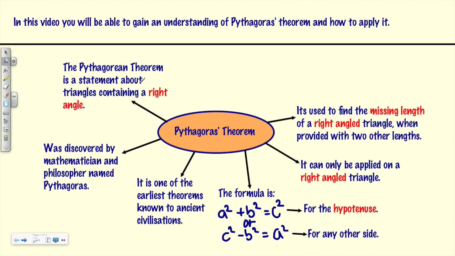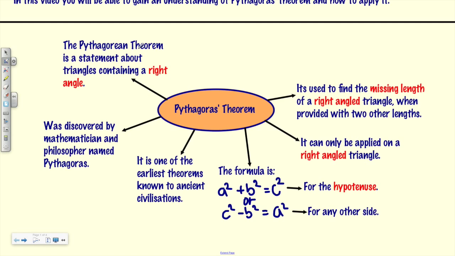So let's start. Down here I have a spider diagram of facts about Pythagoras theorem. So the Pythagorean theorem is a statement about triangles containing a right angle. It was discovered by a mathematician and philosopher named Pythagoras. It is one of the earliest theorems known to ancient civilizations. The formula is a squared plus b squared equals c squared.